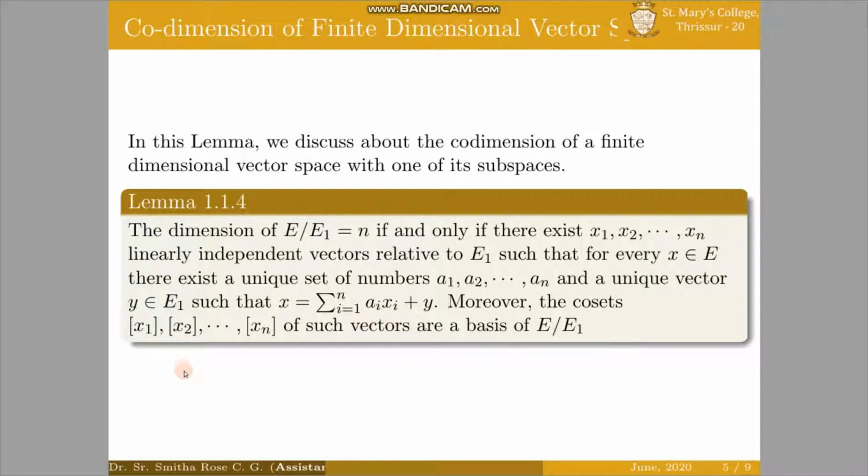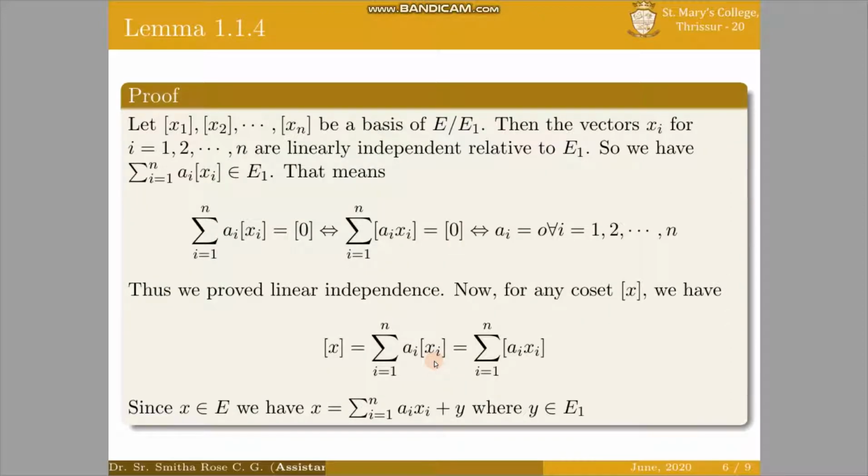Moreover, the cosets coset x1, coset x2, etc. coset xn of such vectors form a basis for the quotient space. Now we go to the proof. In the proof we have an if and only if condition. So first we will suppose that the dimension of the quotient space is n. Then we will prove the linear independence property given.